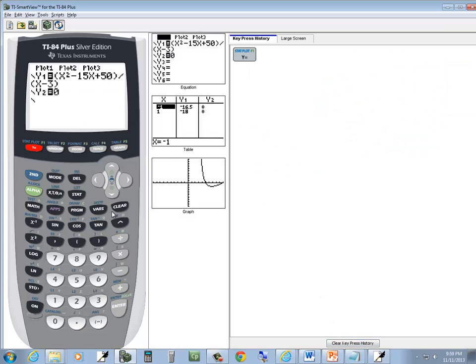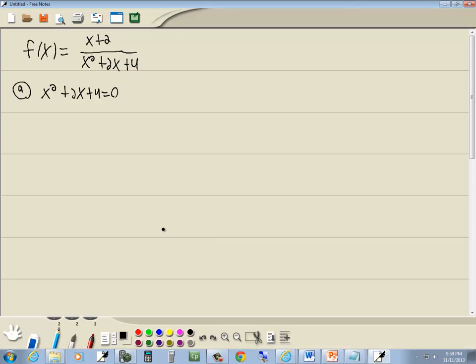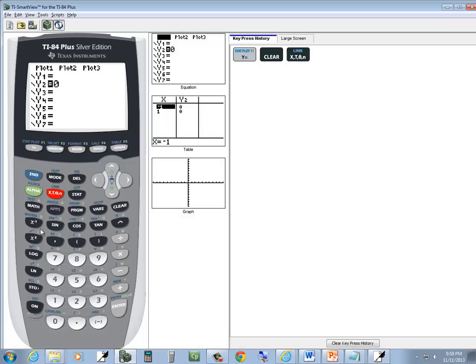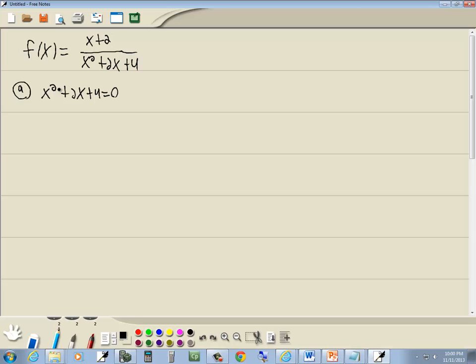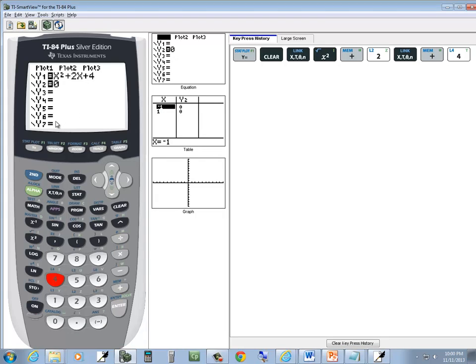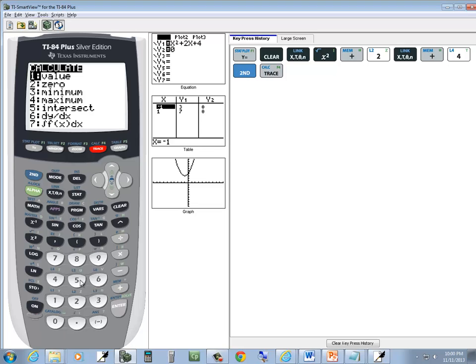So I'll press y equals, clear, and we got x squared plus 2x plus 4, and you have to have 0 on y2 or this process doesn't work. So then we're going to do a second trace, choose intersect.